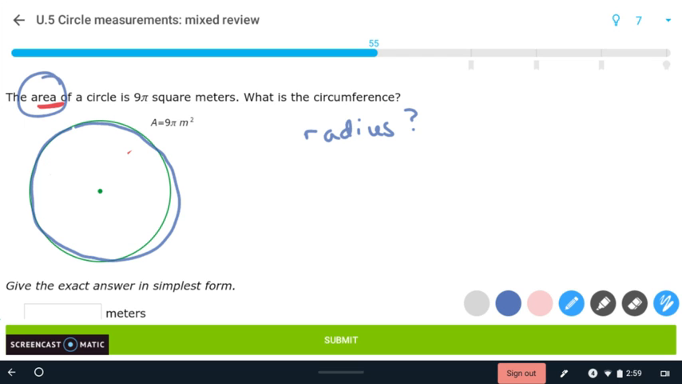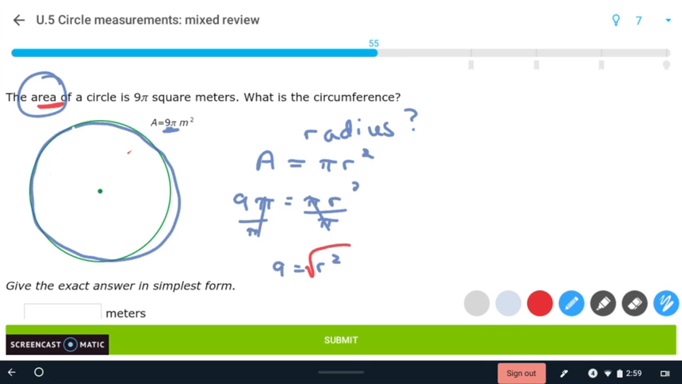I will start to solve this problem with what I know. So I know the area, and the formula for area is area equals pi r squared. So I'm going to substitute what I know in. So I'm going to say 9 pi equals pi r squared, and this is a 2, just in case you couldn't read it. Go through and solve for r. The pi's cancel out, and you get 9 equals r squared. Go ahead and square root both sides, and r equals 3.